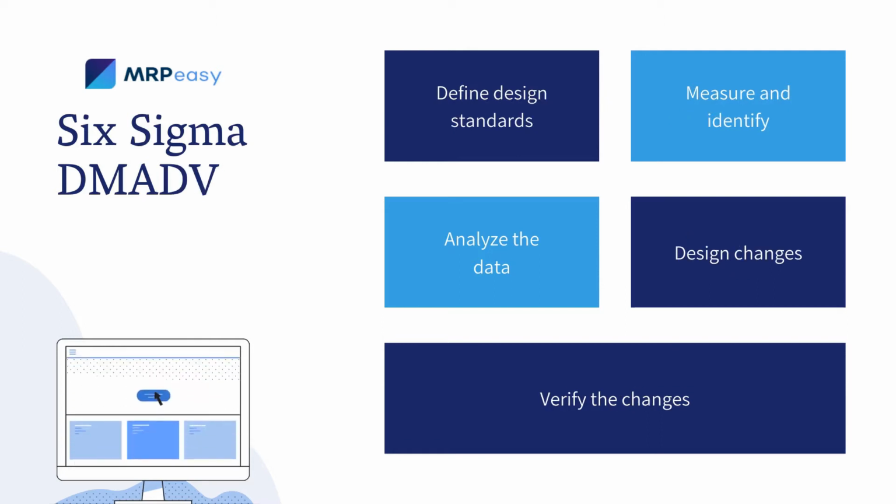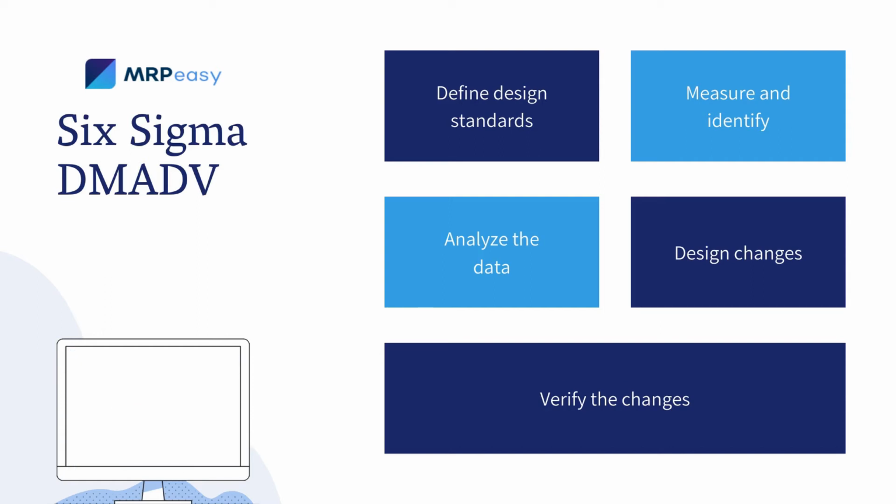When designing a new product or service, organizations use the Six Sigma DMADV. It can also be useful in improving existing processes. Here's how DMADV works. Define design standards. Establish methods that support the product and the process goals. Measure and identify. Determine which of the product's characteristics are critical to quality. Analyze the data. Identify possible sources of defects and develop alternative designs. Design changes. Select the alternative design that will eliminate the source of defects or errors. And verify the changes. Ensure that the design will meet the requirements of the project.